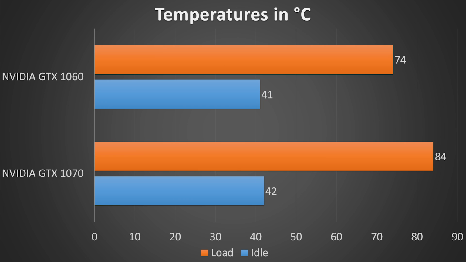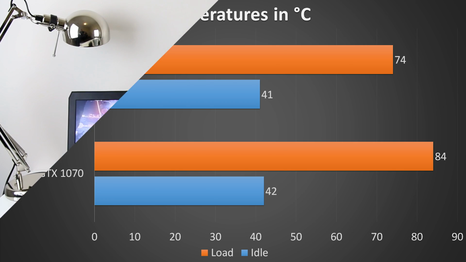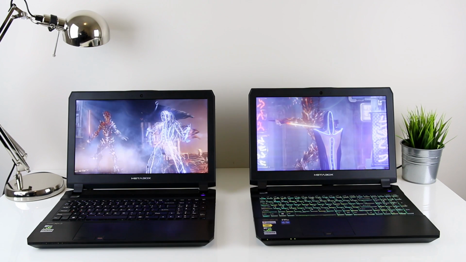Finally, let's check the temperatures of each card during the testing. We can see that the idle temperatures are pretty similar here, with the 1060 being slightly cooler. However, keep in mind that the cooling implementation of each laptop could also factor in here. Under load, however, the 1060 was running quite a bit cooler, which is to be expected as the 1070 is definitely more powerful. So as we expected, the 1070 was faster, but by how much?